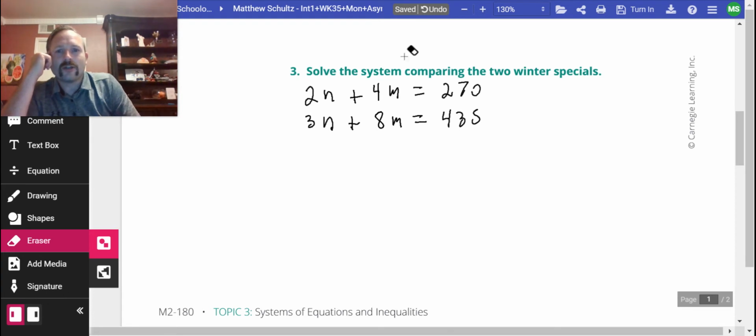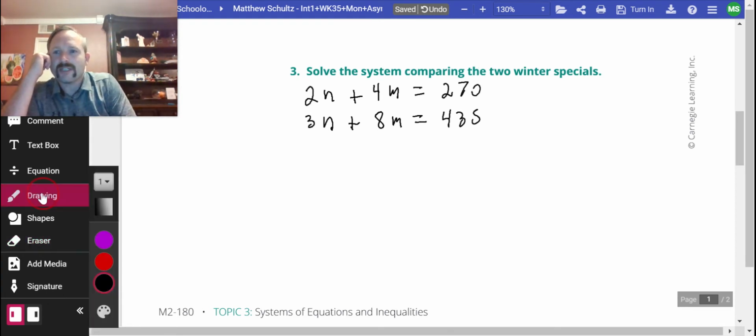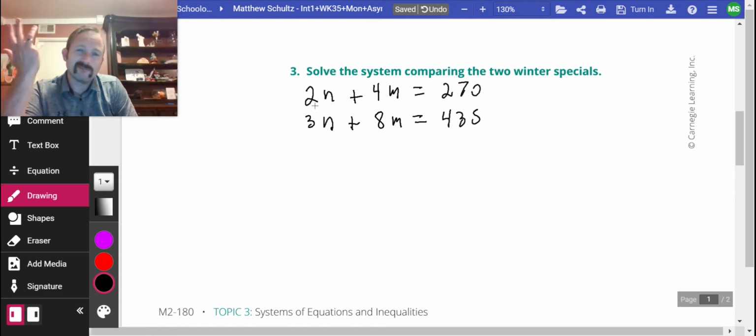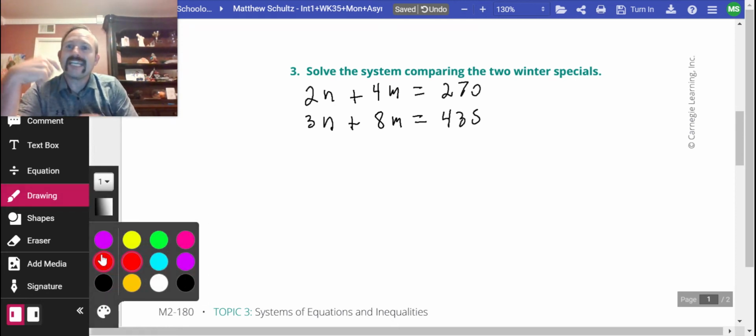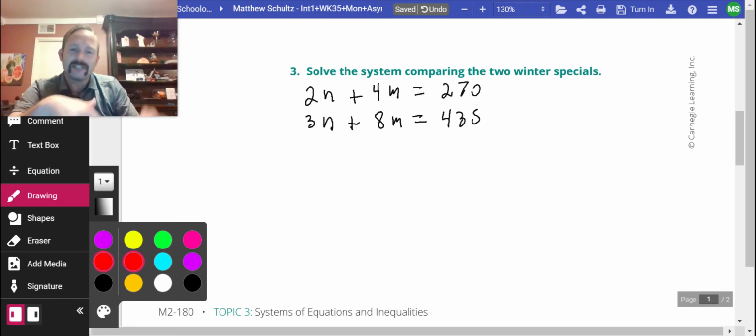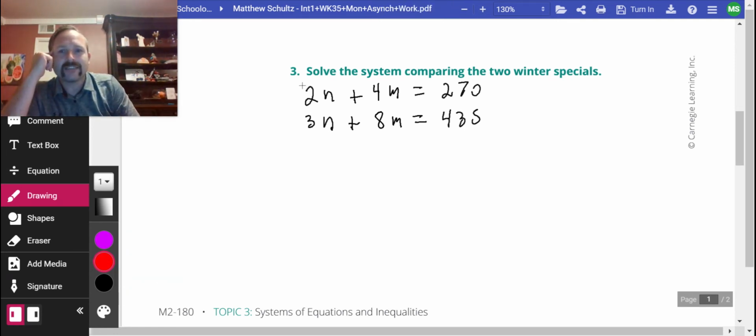Now, I need to know what can I get rid of easier? 2 times what equals 3? Nothing. 3 times what equals 2? Nothing. 8 times what equals 4? Nothing. 4 times what equals 8? 2. But it's going to be negative because we want the additive inverse. And so the additive inverse is going to be -8. So I'm going to multiply by -2 to everything in this.